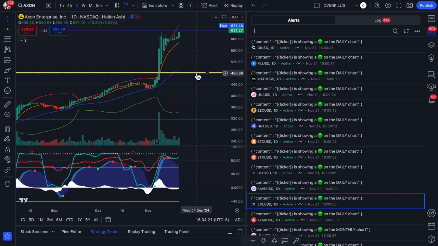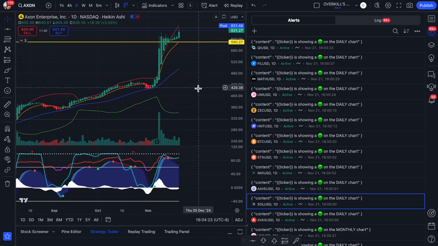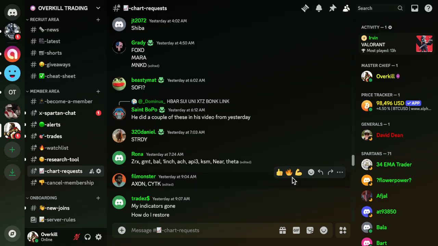I'd personally be taking profits up here or setting my stop loss right there at 590, the most recent low off the red dot. I'm not saying this thing can't keep going, but again, protect your gains, okay? Protect your gains. It could sell off at any time. 590 is the stop loss on Axon there.